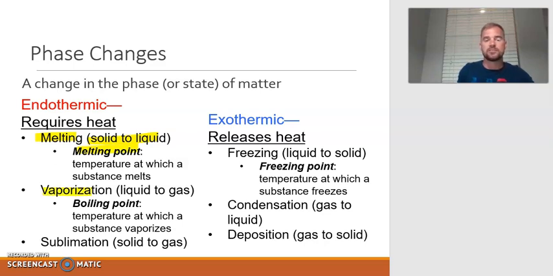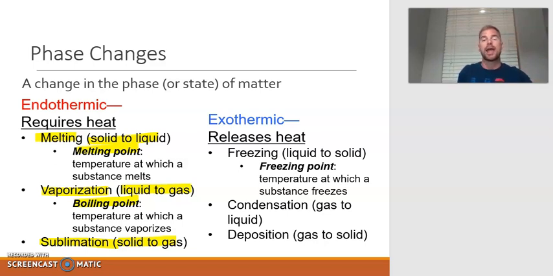If you want a substance to vaporize, which means going from liquid to gas, that needs to require heat as well. This is going to happen at the boiling point. And finally, it is possible to actually have something go directly from solid to gas. This is known as sublimation. There's no such thing as a sublimation point. We don't talk about that. But these 3 phase changes are what require heat. Heat needs to go in.